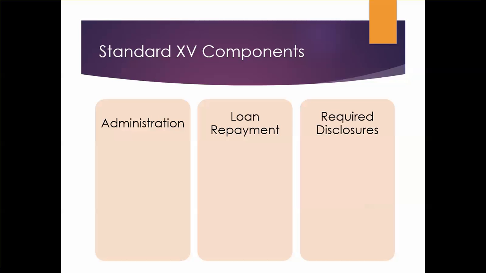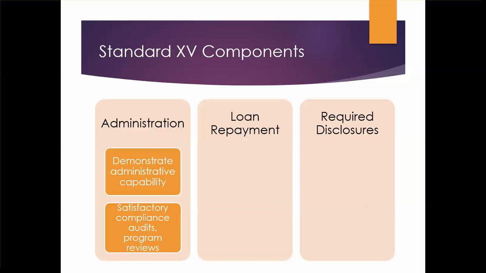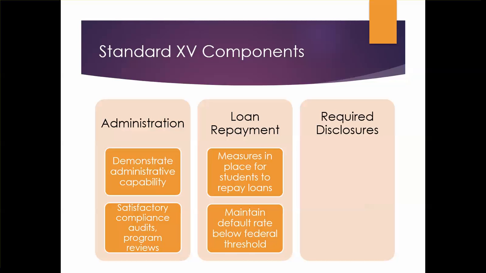For administration, Standard 15A, the standard states that institutions demonstrate the administrative capability to participate in these federal aid programs through satisfactory results of financial or compliance audits, program reviews, and other information provided to the Commission. Loan repayment states that institutions participating in federal loan programs have in place appropriate measures designed to encourage students to repay their loans, and the institutions maintain an official student loan default rate that is below the federal threshold.